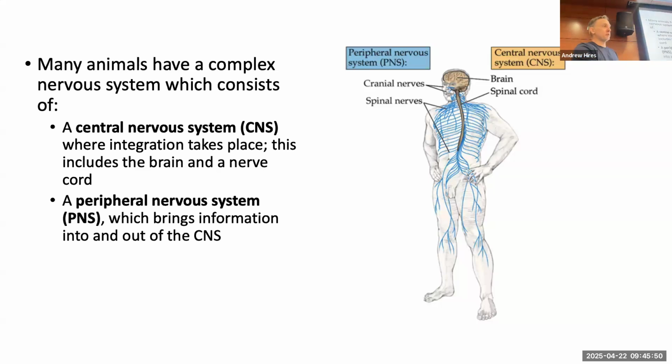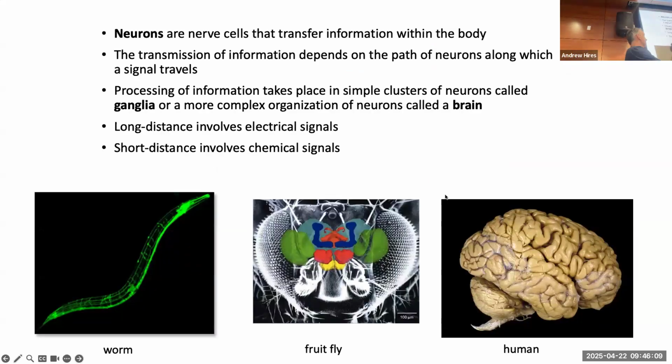So that's part of the peripheral nervous system. These are the nerves that extend into the body. There's also a lot of neurons in the stomach and the gut area. You can think of that also as part of the peripheral nervous system, even though it's not really showing up here. So neurons are going to be the cells that are transferring that information.